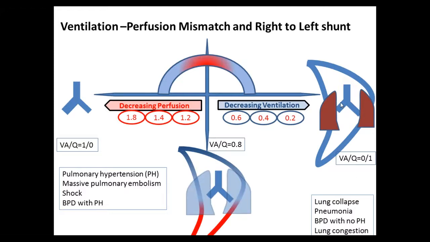On the other hand, when you have reduced ventilation up to significant right to left shunt, which is extreme, you have 100% right to left shunt, it means that you have the blood passing through the lung without getting any oxygen. So blue blood coming to the lung and getting out as blue as well. There is no oxygen saturation to maintain oxygenation of the tissues. In this condition you have lung collapse, pneumonia, chronic lung disease with no pulmonary hypertension or lung congestion.